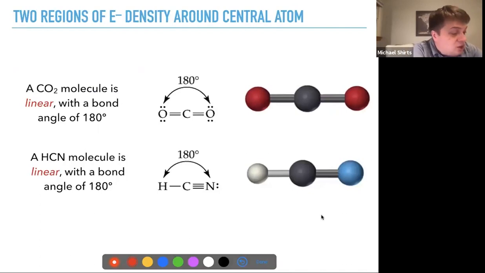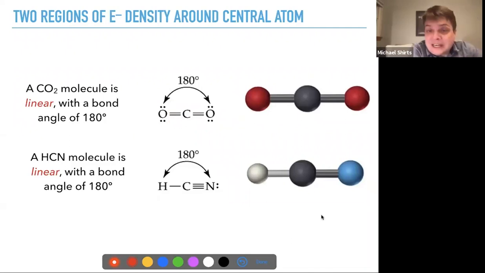So CO2 has 2 regions of electron density, right? There's 1 double bond here and 1 double bond here, and there are no other regions of electron density around the carbon. Therefore, the CO2 molecule is linear with a bond angle of 180 degrees. And that's exactly what is seen in experiment.